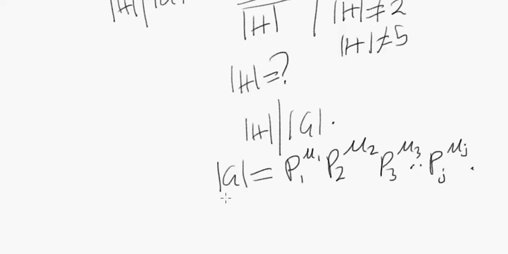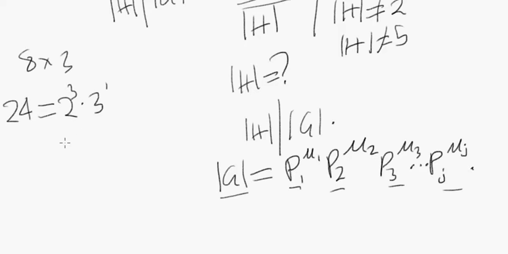Suppose we knew that the prime factorization of G was actually p1 to the mu 1, p2 to the mu 2, p3 to the mu 3, etc. Let this notation not confuse us. What we mean is, for instance, if we had something like 24. Well, 24 is kind of like 8 times 3, right? That could be written as 2 cubed times 3, isn't it?